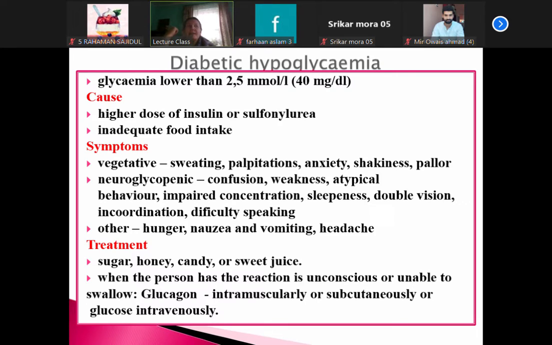Other drugs don't decrease glucose below normal. So the only situation is when people use insulin or drugs which stimulate insulin secretion. Symptoms develop very quickly.